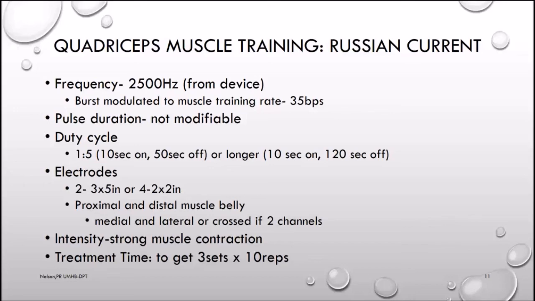My intensity should be a strong muscle contraction, and the treatment time is that needed to get 3 sets of 10 repetitions. So if I'm doing a 1 to 5 duty cycle with a 10-second on time, it's going to take me 1 minute for each contraction. So 1 set of 10 is going to be 10 minutes. 3 sets will be 30 minutes. So it takes quite a bit of time because you're allowing that recovery.